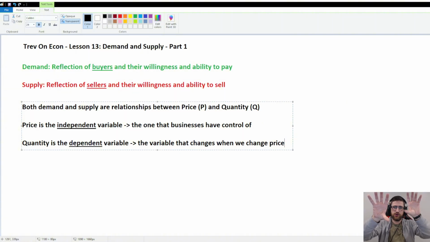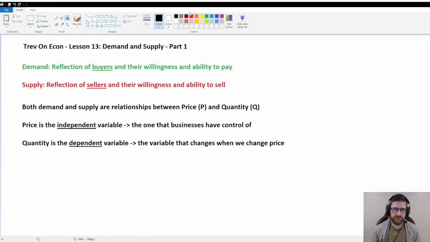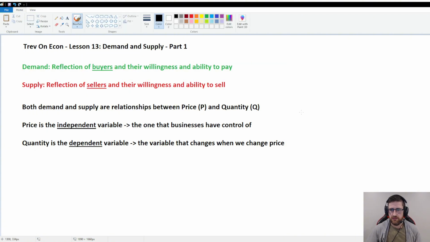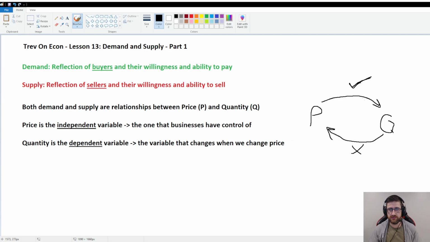But I can't just look at quantity and say, oh, well, let me just adjust that. I don't have that control. Price is the thing I can control. Quantity is sort of the result of me changing the price. I will often draw this picture for students where basically we just say P can change Q, but Q cannot change P. We are going to focus on the one-way relationship, the unidirectional, we sometimes call it.